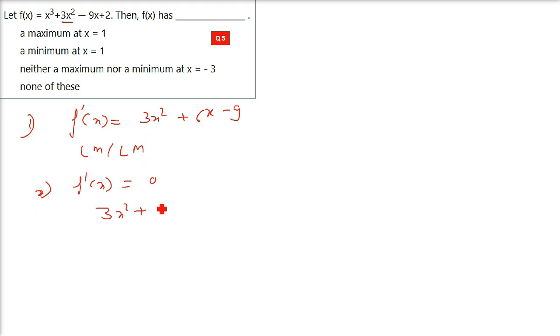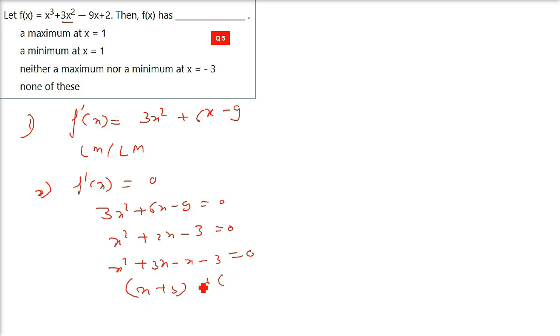So 3x square plus 6x minus 9 equals 0. You can take 3 common, or divide everything by 3 on the left-hand side and right-hand side. So x square plus 2x minus 3 equals 0. When you factorize, it's quite obvious; this is a very simple quadratic equation. So x plus 3 and x minus 1 will come. This is not an exercise; you will do it at the click of a button. So you have x equals 1 and x equals negative 3. These are the points of criticality, or the extreme points.